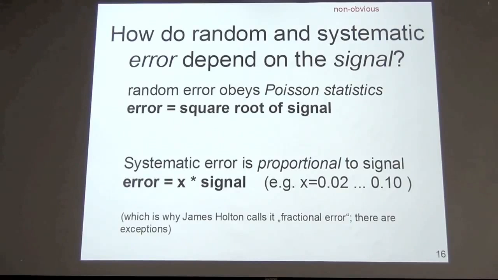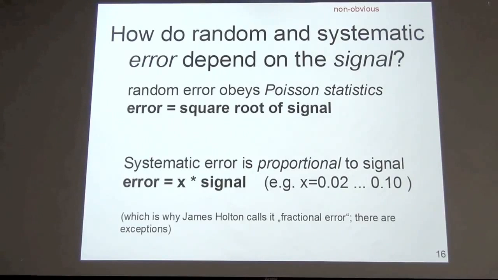In that case, mostly the peak and the background, also explained by Jim. But we'll just note this square root law here. Whereas systematic error is always proportional or close to proportional to the signal itself. So the error can be approximated by some constant x, which is in some range. It's a few percent of the signal. So yeah, a few percent of the signal is always the error.